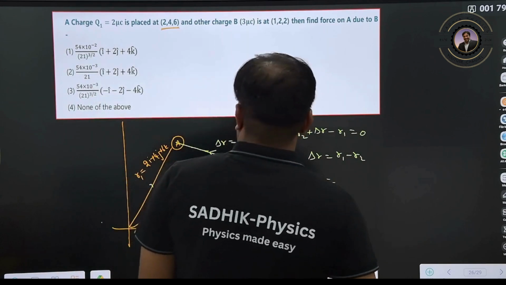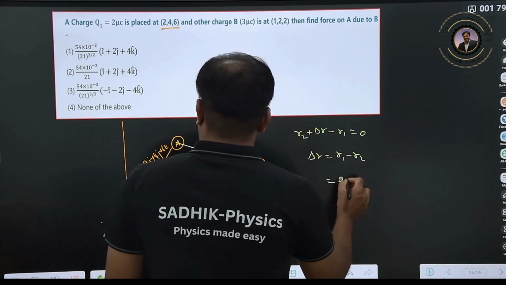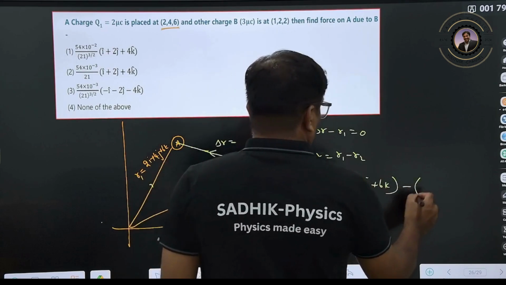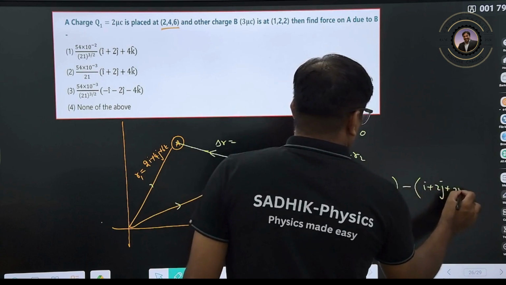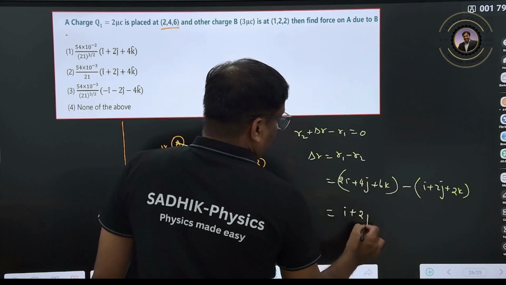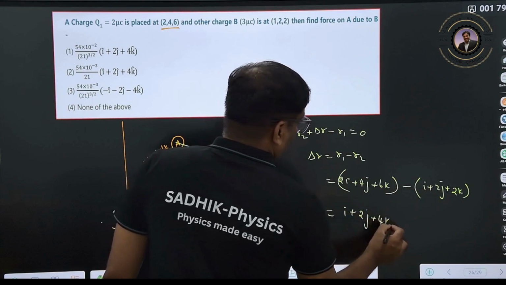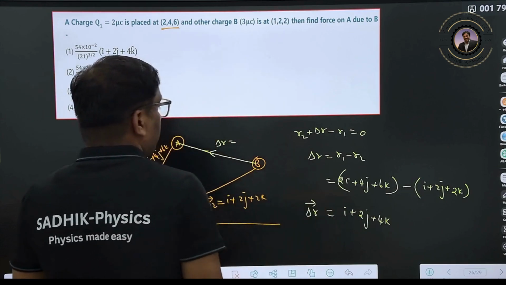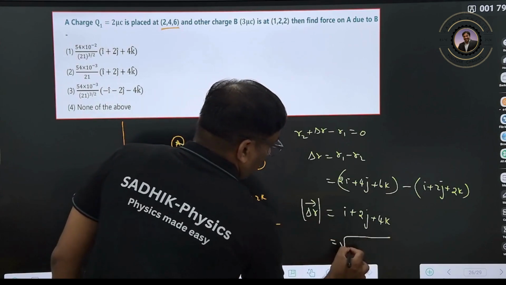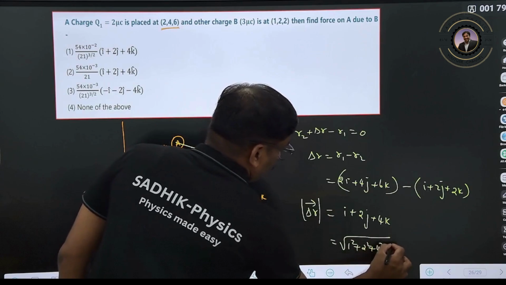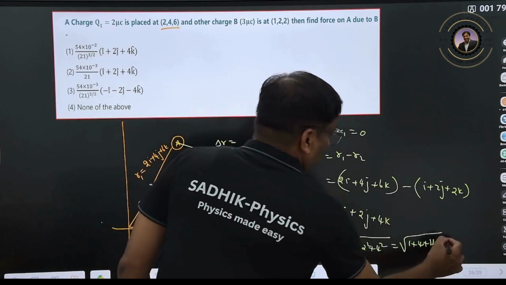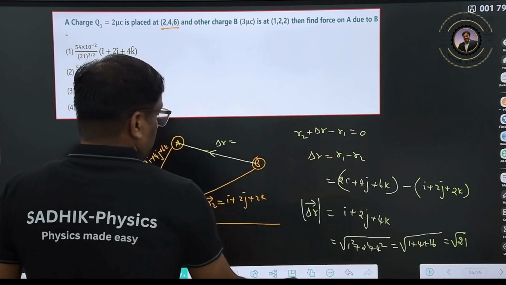So R1 minus R2 is nothing but 2i plus 4j plus 6k minus (i plus 2j plus 2k). Clear? So what you get is i plus 2j plus 4k. This is your delta R. So what is the magnitude here? The magnitude is root of 1 square plus 2 square plus 4 square, root of 1 plus 4 plus 16, so you get root 21.